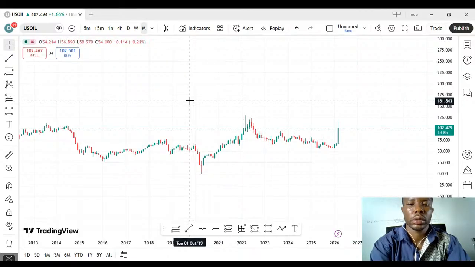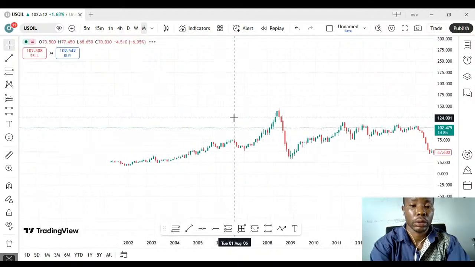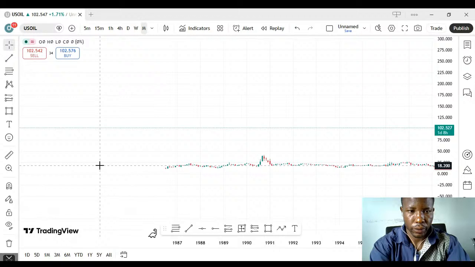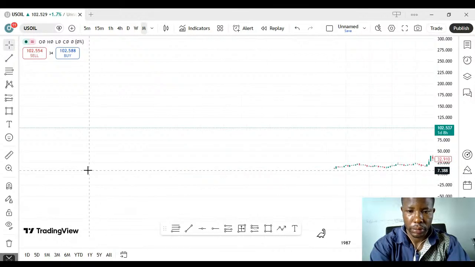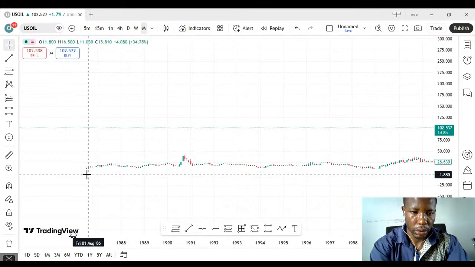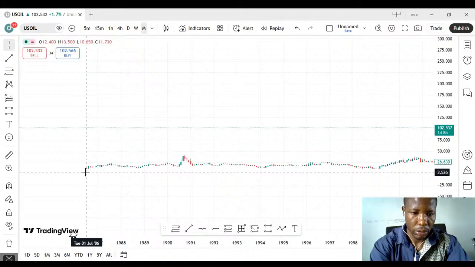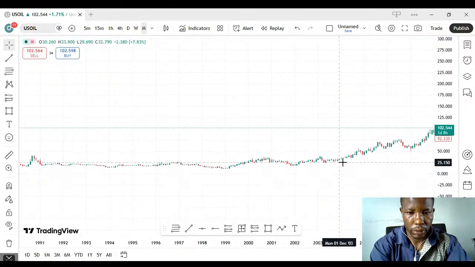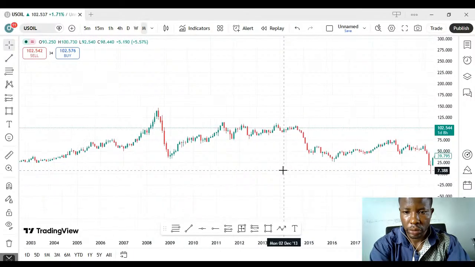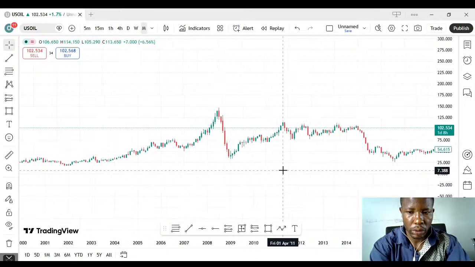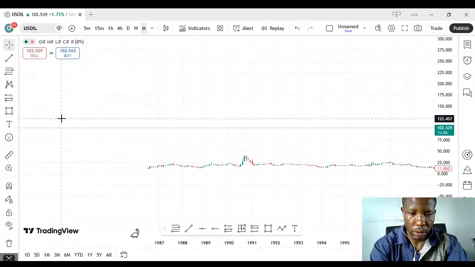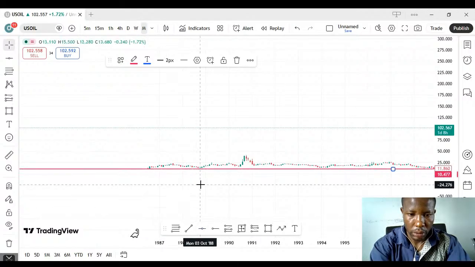So you can see what is happening right now. If we look at the US oil, I see that from this side where it started, from the year 1986, the oil hasn't been going to the downside. Instead, it will just consolidate, because this is where this oil price started.